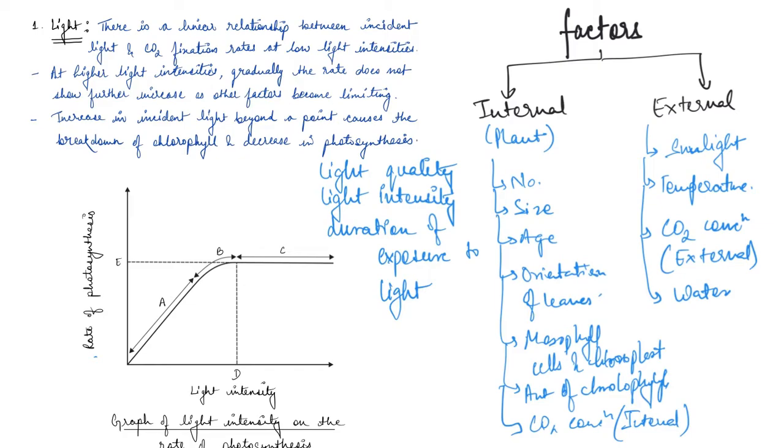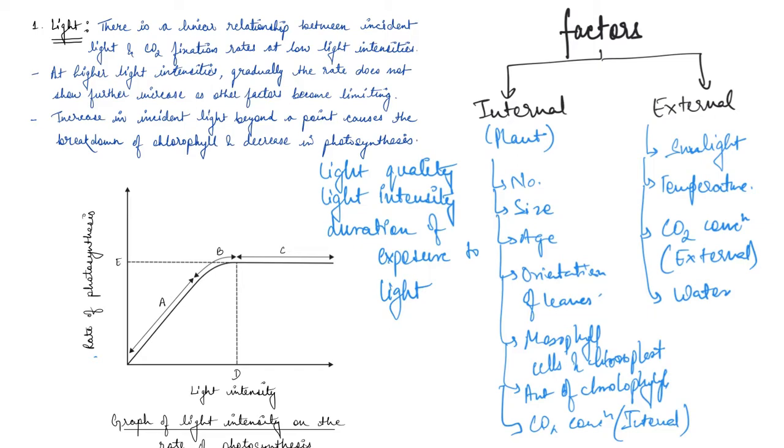So basically at higher light intensities, gradually the rate does not show further increase, as the factor becomes limiting. What we are basically visualizing in the graph is that light saturation occurs at 10% of the full sunlight. Hence, except for plants in shades or in dense forests, light is rarely a limiting factor in nature. Light very rarely limits the rate, right?